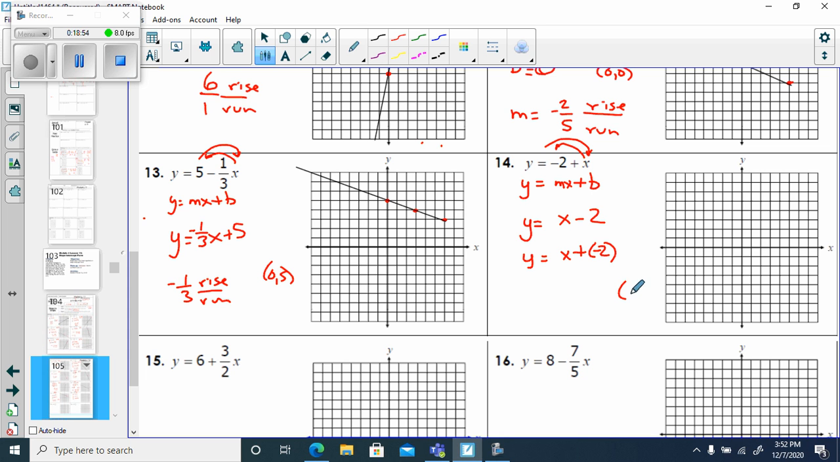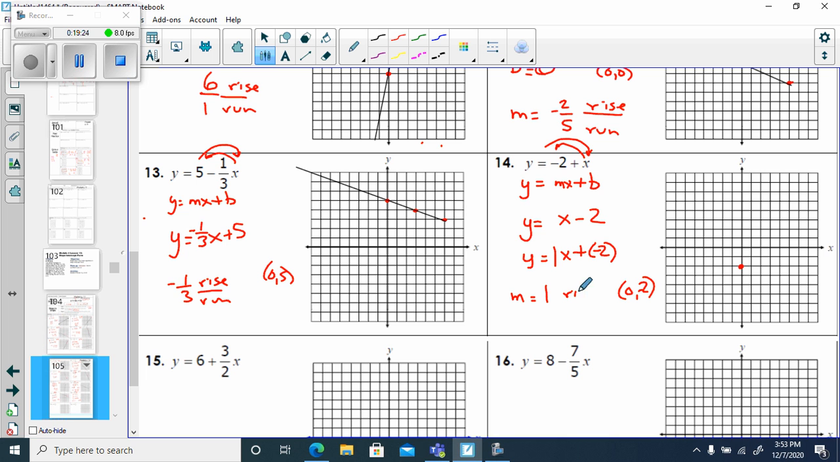So our intercept is at 0, negative 2 on the y-axis. This is where we start on the y-axis, at negative 2. The m tells me where I move, where I go. Well, I don't have anything in front of the x, nothing in m's place, right? What could I put there and not change the x? 1. 1 times x doesn't change. So my slope is 1.